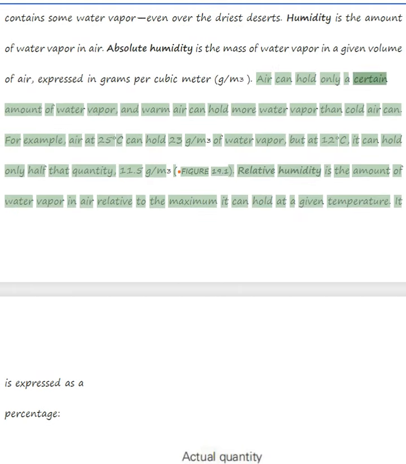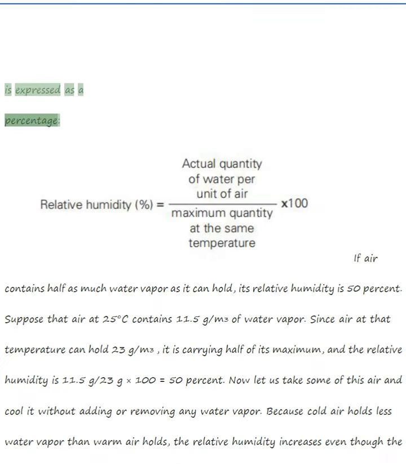Air can hold only a certain amount of water vapor, and warm air can hold more water vapor than cold air can. For example, air at 25 degrees Celsius can hold 23 g of water vapor, but at 12 degrees Celsius, it can hold only half that quantity, 11.5 g. Relative humidity is the amount of water vapor in air relative to the maximum it can hold at a given temperature. It is expressed as a percentage.